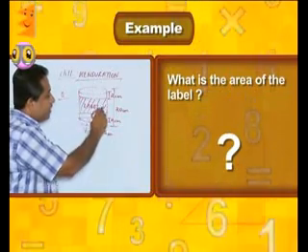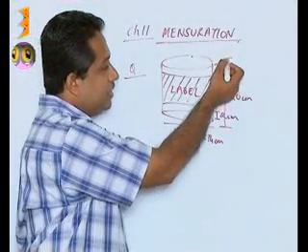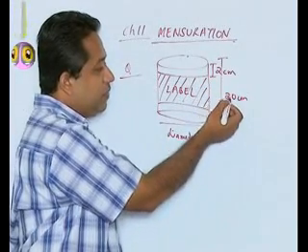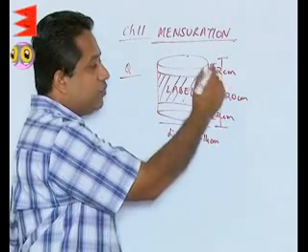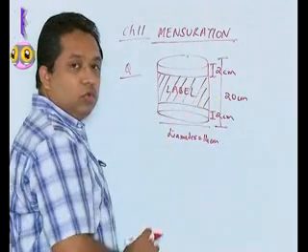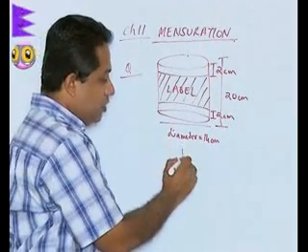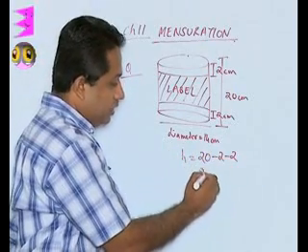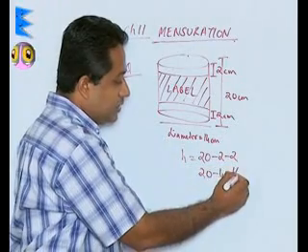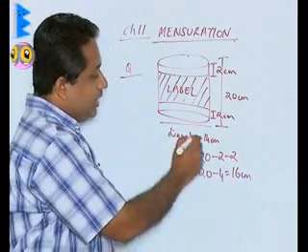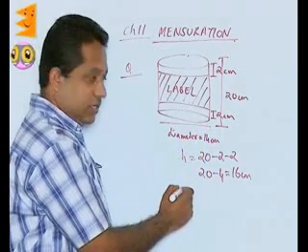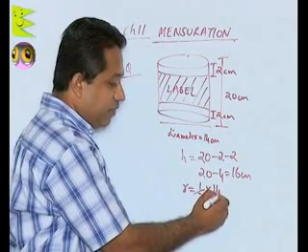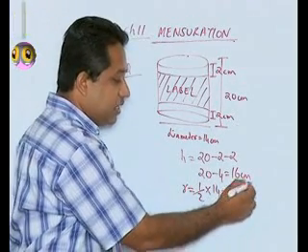To find the area of the label, first of all we see that the total cylinder height is 20, but the height of the label will be 20 minus 4. Why minus 4? Because we have to subtract 2 each from top and bottom. So the height of the label will be 20 minus 4, 16 centimeter. The diameter is given as 14 centimeter, so the radius will be half of 14, that is 7 centimeter.